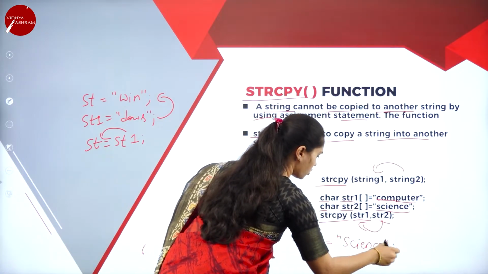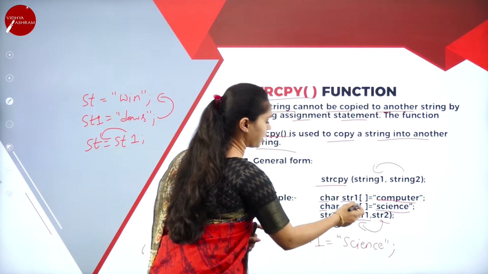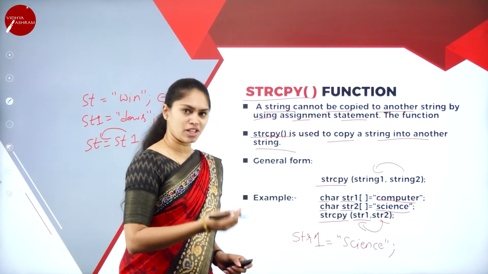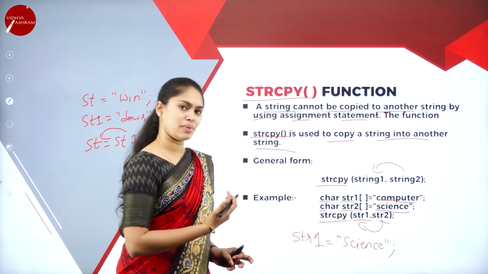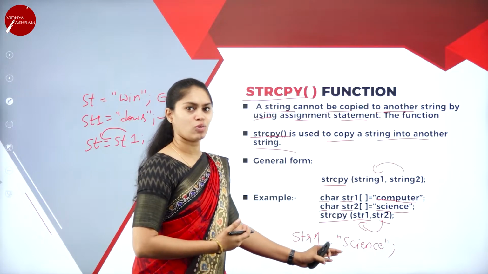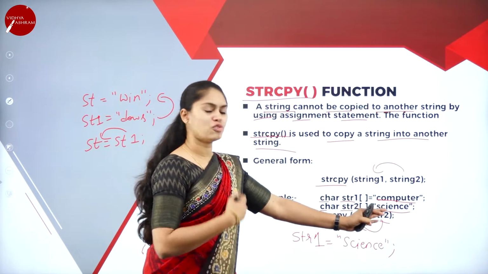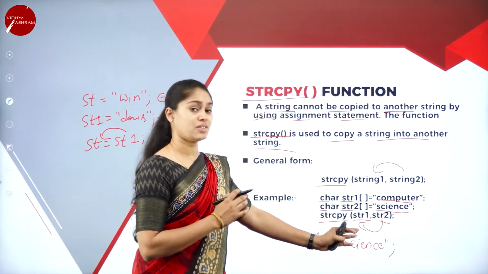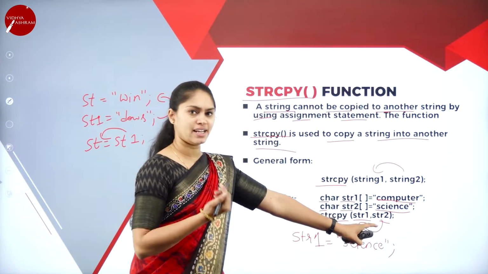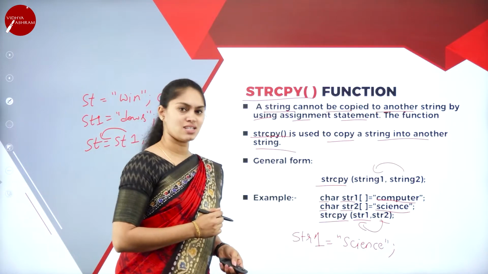Because the content of str2 has been copied to str1. Whatever was there in str1 will be vanished, or removed. It is just like rewriting the content of one string to another string. Here we are making an overwrite. So whatever content is there in string 2 will be copied to string 1.